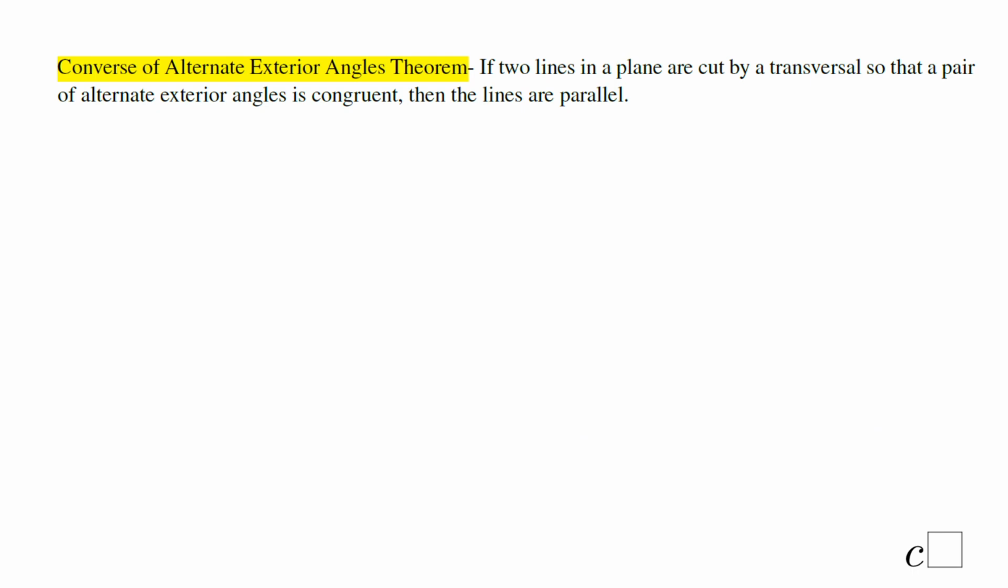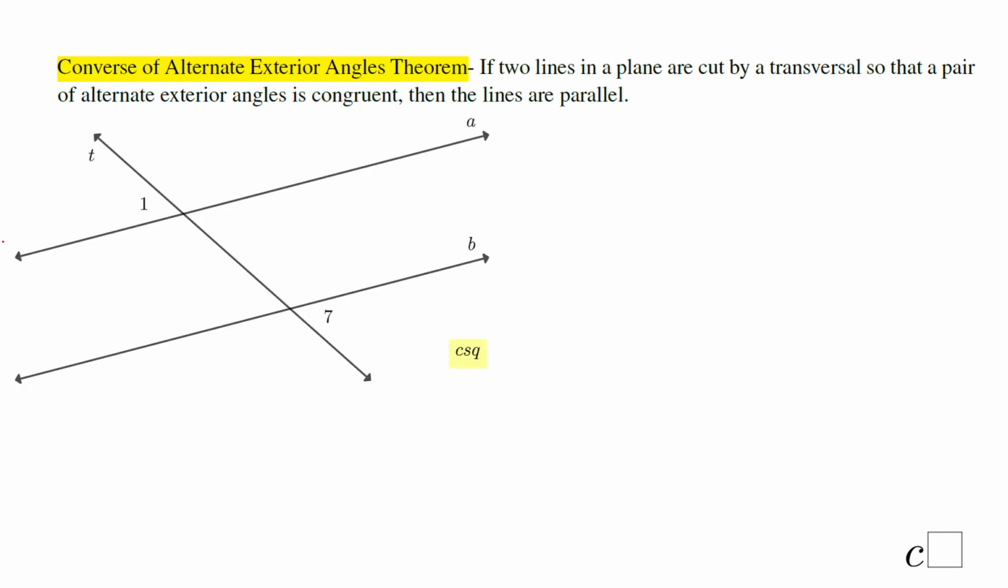Another converse. Now this one is about alternate exterior angles. Let's take a look. These two angles are alternate exterior angles; you notice they are outside of A and B, one on one side, one on the other side. If these alternate exterior angles are congruent, then the lines are parallel lines. A very similar conditional statement here. If angle 1 is congruent with angle 7, then A is parallel to B.